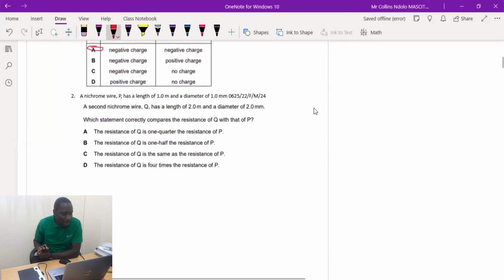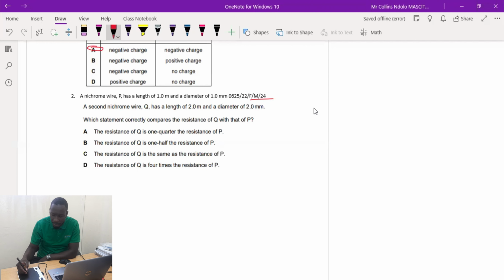Now, question number two also forms part of the list. This paper was from February, March 2024. Nichrome wire P has a length of 1.0 meters and a diameter of 1.0 millimeters. The second wire, nichrome wire Q, has a length of 2.0 meters and a diameter of 2.0 millimeters. Which statement correctly compares the resistance of Q with that of P?